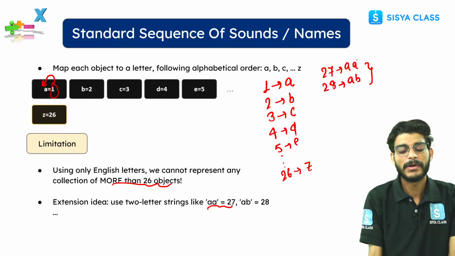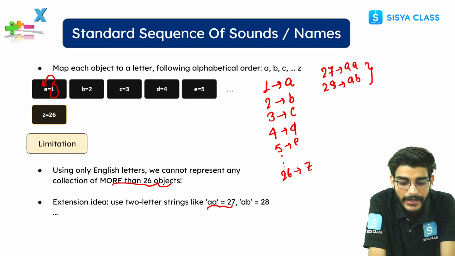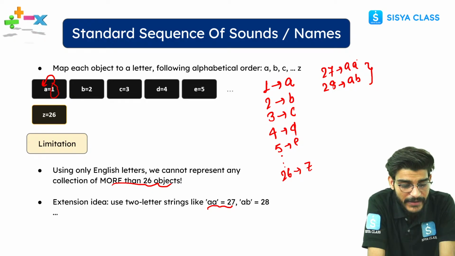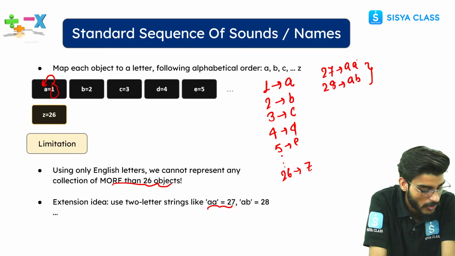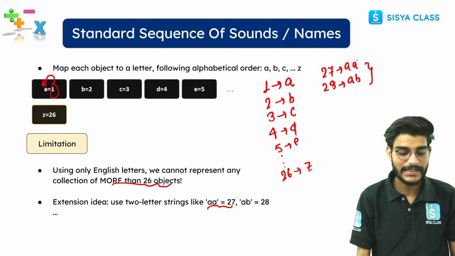But it was becoming quite difficult, right? What about 100? What about 1000? What about 10,000? How will you denote it? It will sound very difficult, right? So this was also not perfect for counting. Yes or no? So this is clear to you.